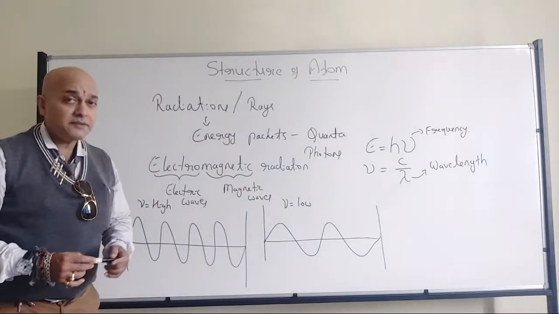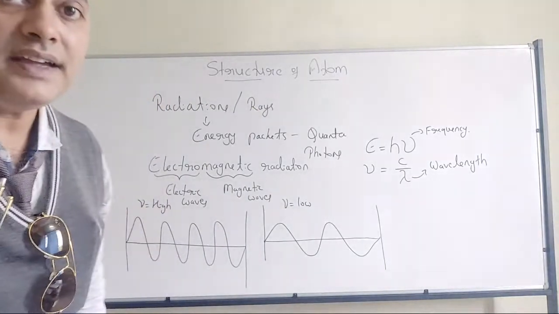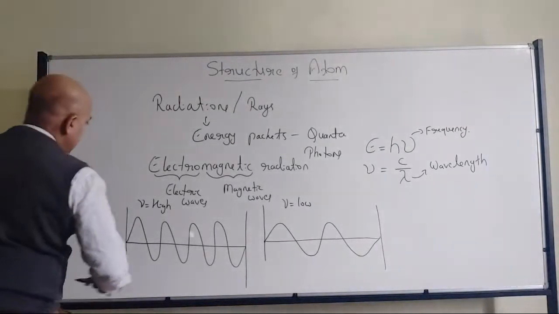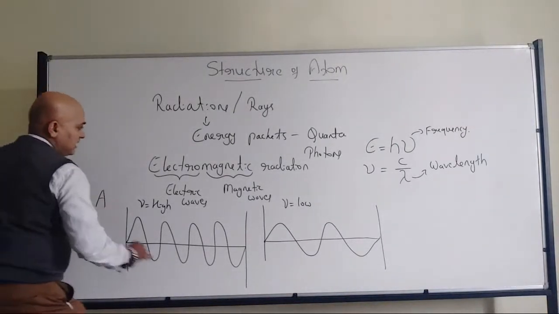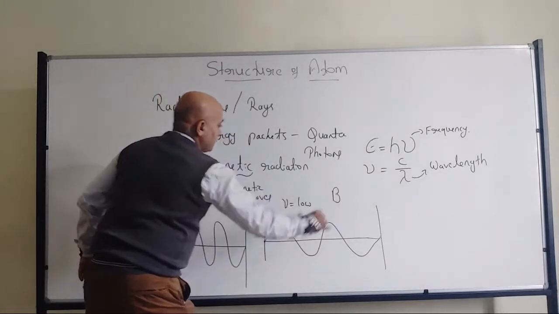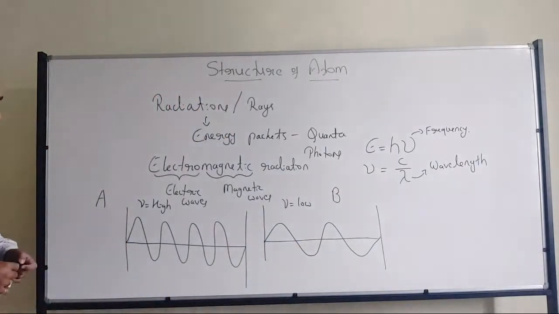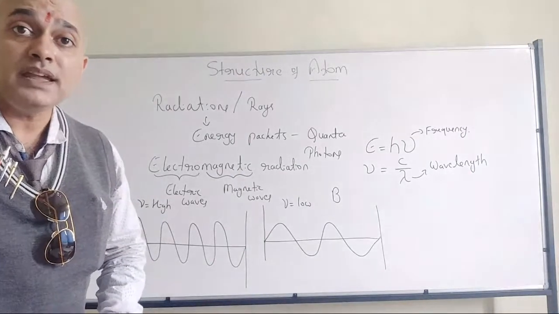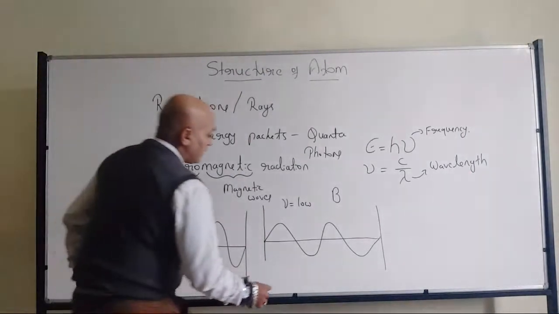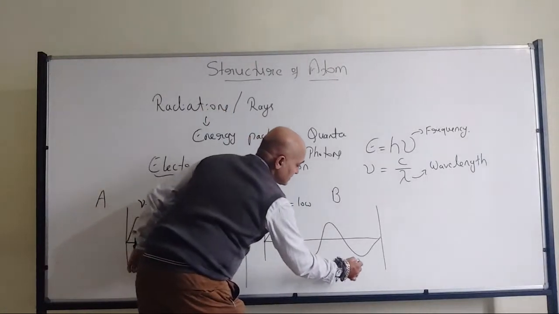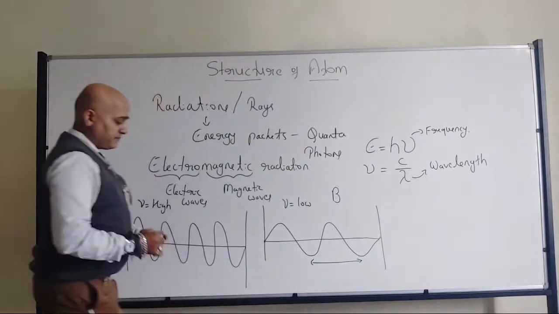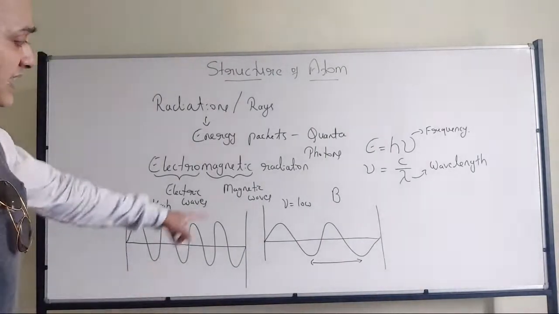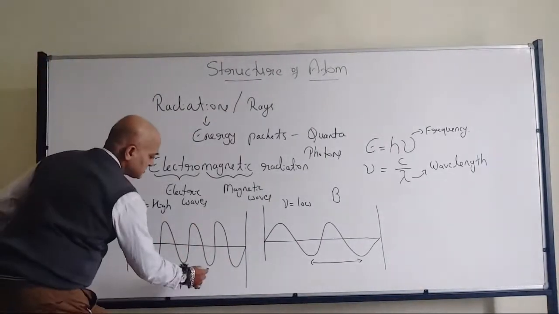All of you will agree? Frequency is high. Oh yes, Stephen, very good. Frequency of A is more. I'll keep the names A and B. Frequency of A is high and frequency of B is low. Why is it low? That is because the length is getting increased. The distance between troughs or crests is getting increased. It is low here, with less distance.